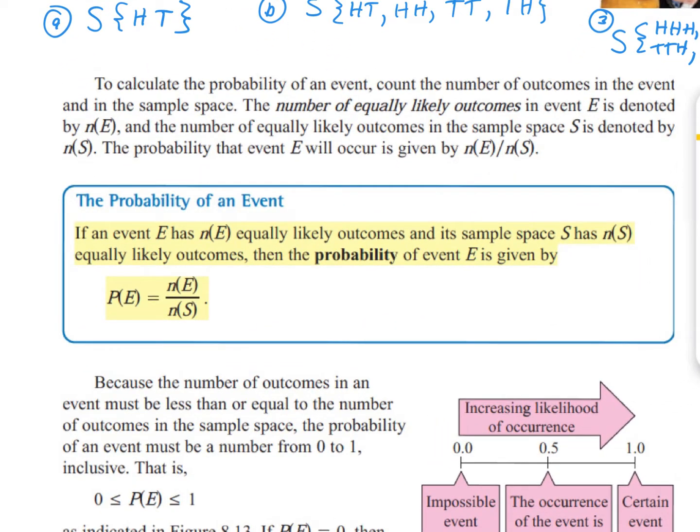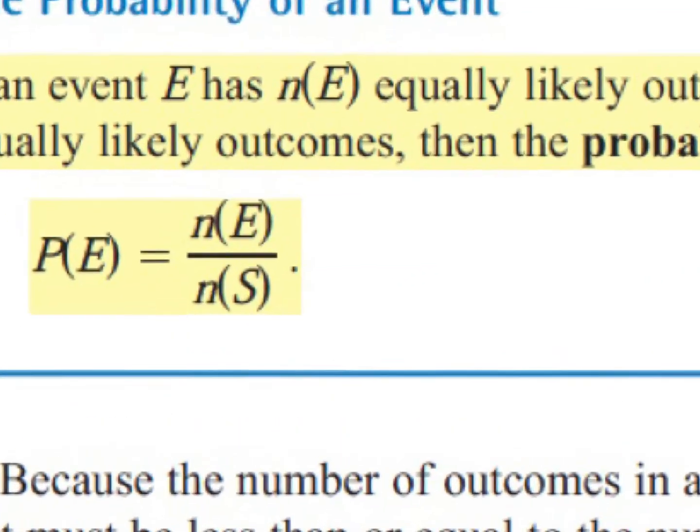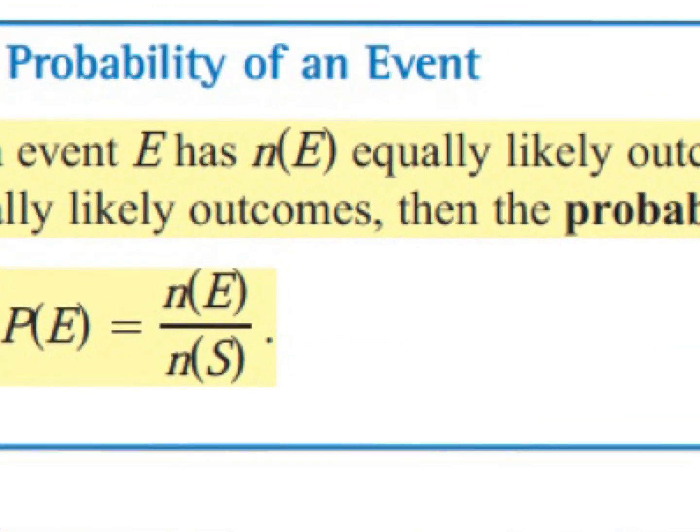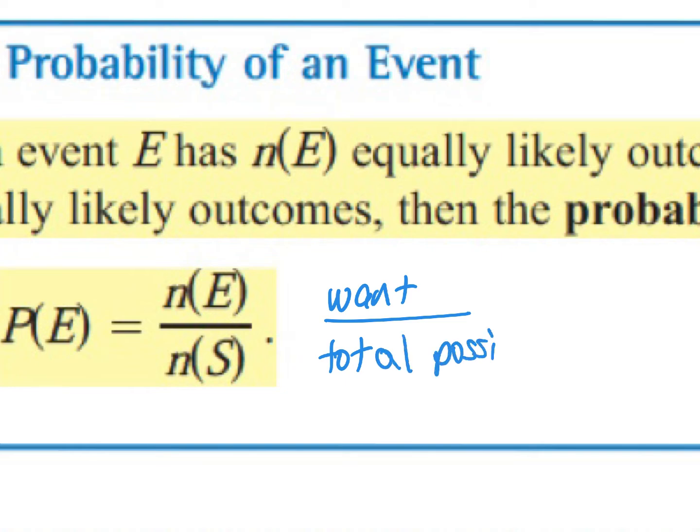Here is the formula for probability. It says if an event E has NE equally likely outcomes and the sample space has NS equally likely outcomes, the probability of event E is given by this. This is what this means, guys. This is what I want you to write. Probability is what you want over the total possibilities. If you guys can remember that, probability is not going to be so bad.